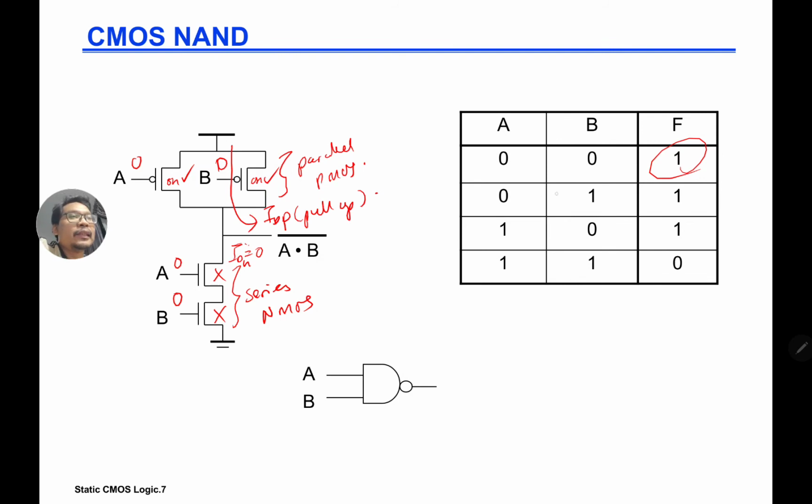If you do the same analysis, you can see that, for example, if you put 1 1 here, this one is off, on. So both NMOS are on, and it's going to discharge the node out, the node F, to ground. And we cannot pull up because both of the PMOS are off.